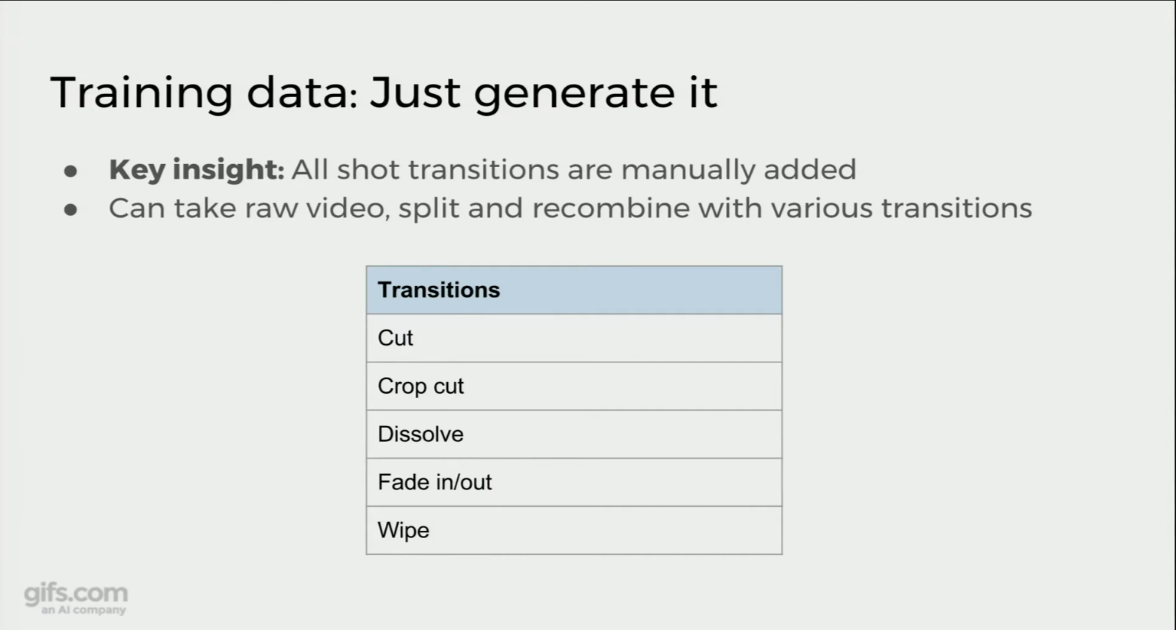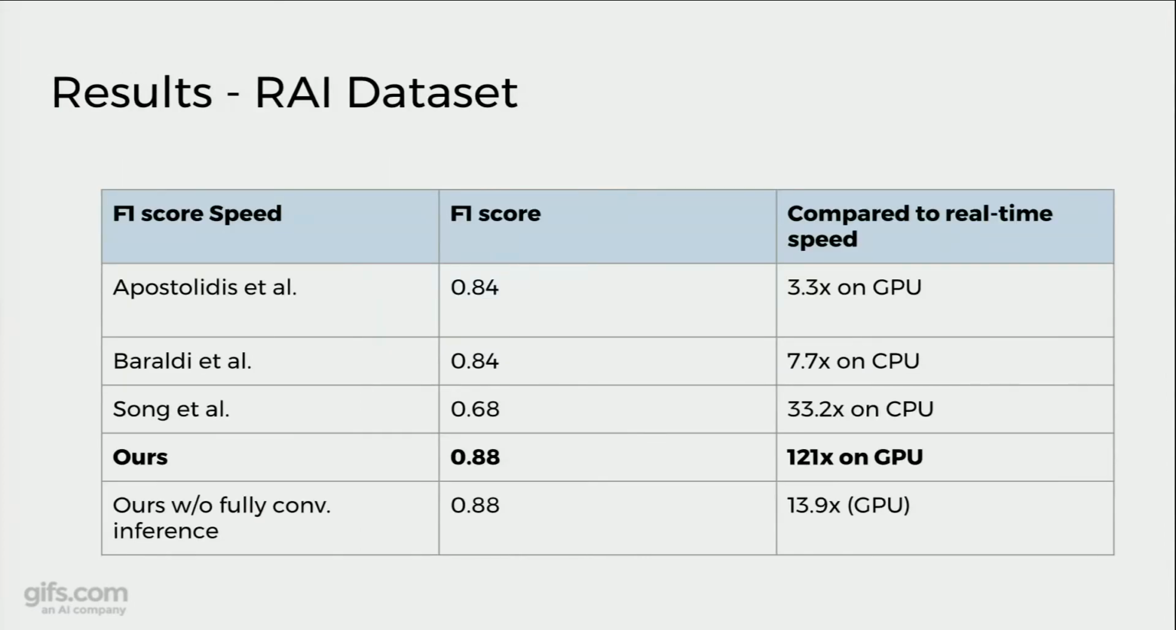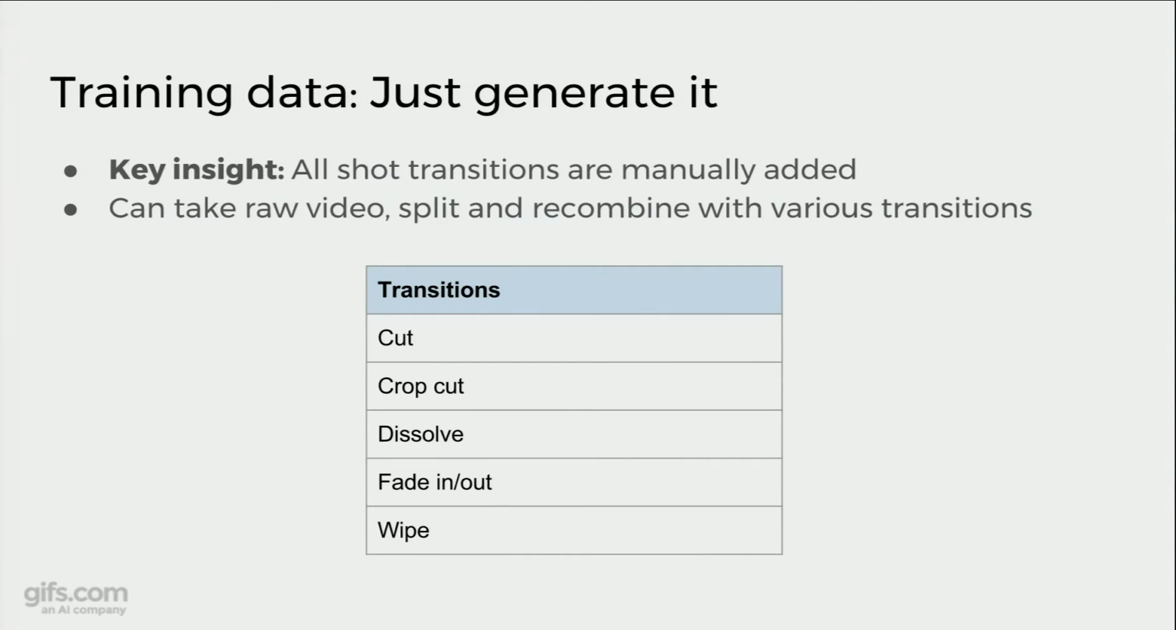And actually, the model I showed that obtains state-of-the-art performance is only trained on this kind of data. So there's no manually labeled data used. To train it, I just generated the most frequent transitions, like hard cuts, dissolves, where basically one shot dissolves into the next one, fades, wipes, and so on.